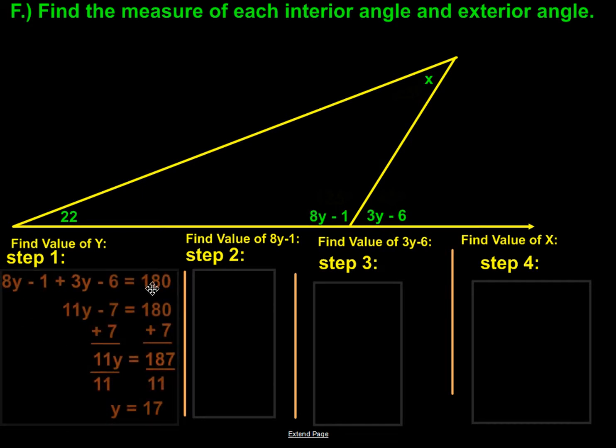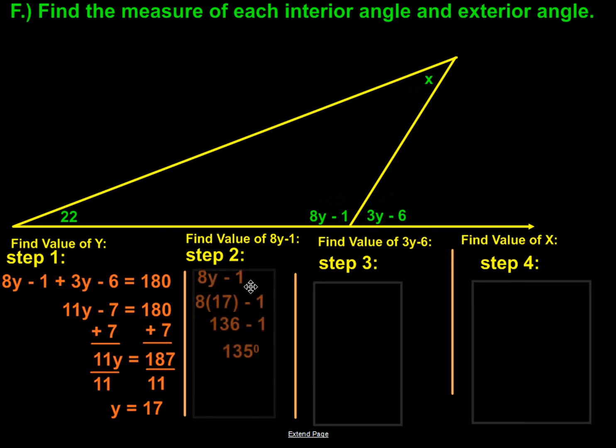So once I put them together, I combine like terms, and I'll get 11y minus 7 equals 180. I add 7 on both sides. I get 11y equals 187. I divide by 11 on both sides, and I get y equals 17. Now I need to use the value of y and plug it into each one of these to determine what this and this amount is. So we're going to start with 8y minus 1.